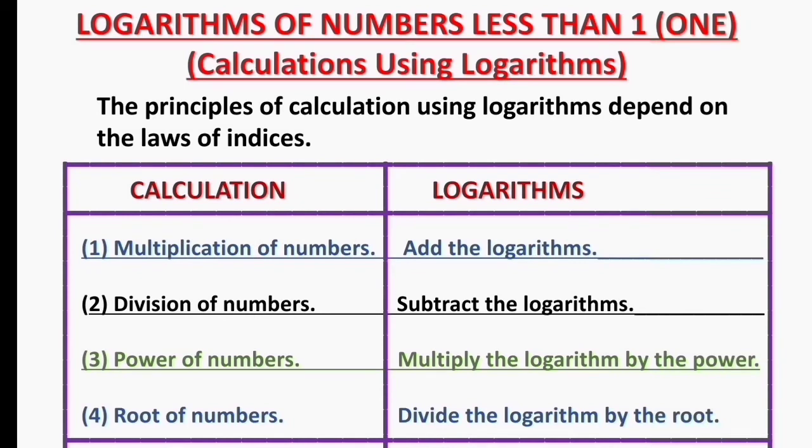Number 1, multiplication of numbers. We add the logarithms. Number 2, division of numbers. We subtract the logarithms. Number 3, power of numbers. We multiply the logarithm by the power. And number 4, root of numbers. We divide the logarithm by the root. Please take note of these principles.